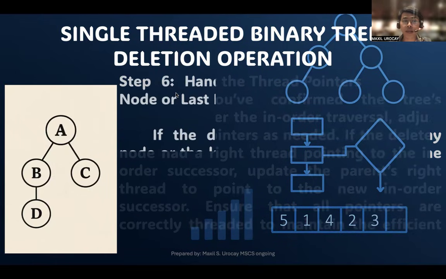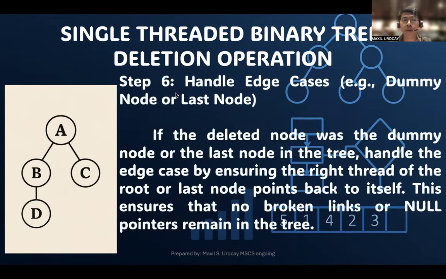And afterwards, handle edge cases like the dummy node or last node. If the deleted node was the dummy node or the last node in the tree, handle the edge case by ensuring the right thread of the root or last node points back to itself. This ensures that no broken links or null pointers remain in the tree. So that's how you will work with a single threaded binary tree. So only the rightmost in-order successor is what you will be working with.